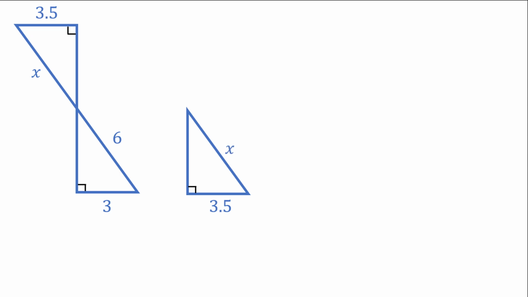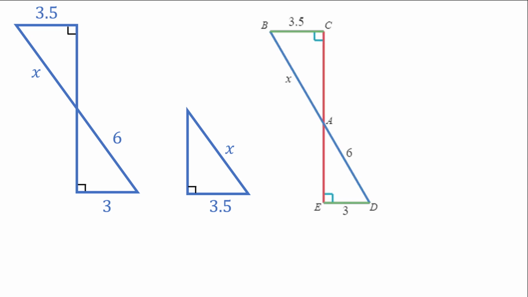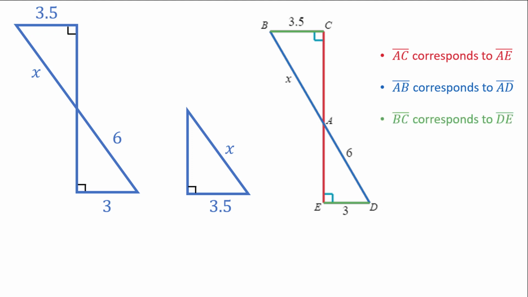Alternatively, if you don't like rewriting the triangle, you can label the sides and figure out which sides correspond to each other. AC corresponds to AE, AB corresponds to AD, and BC corresponds to DE. I can sometimes get a little bit confused trying to match things up without rewriting the triangle, so use whatever method works for you.